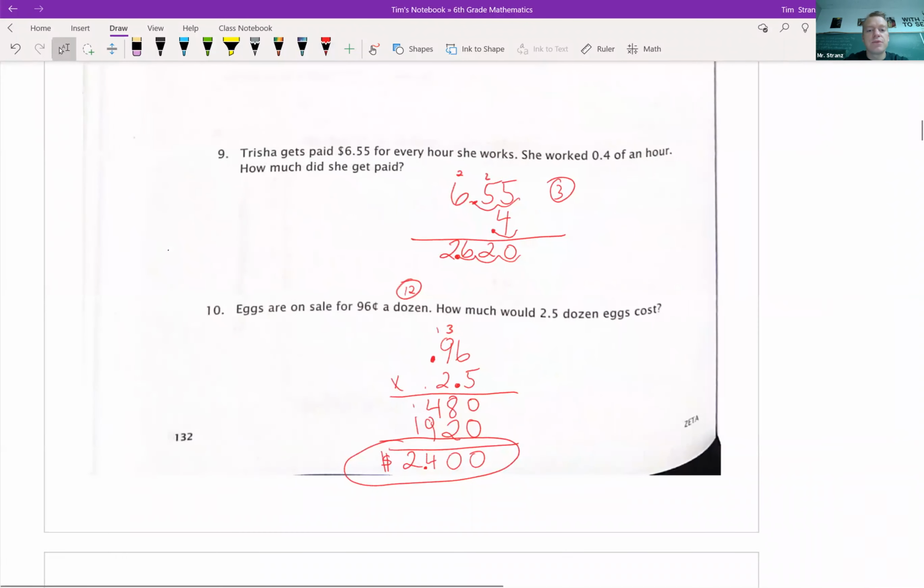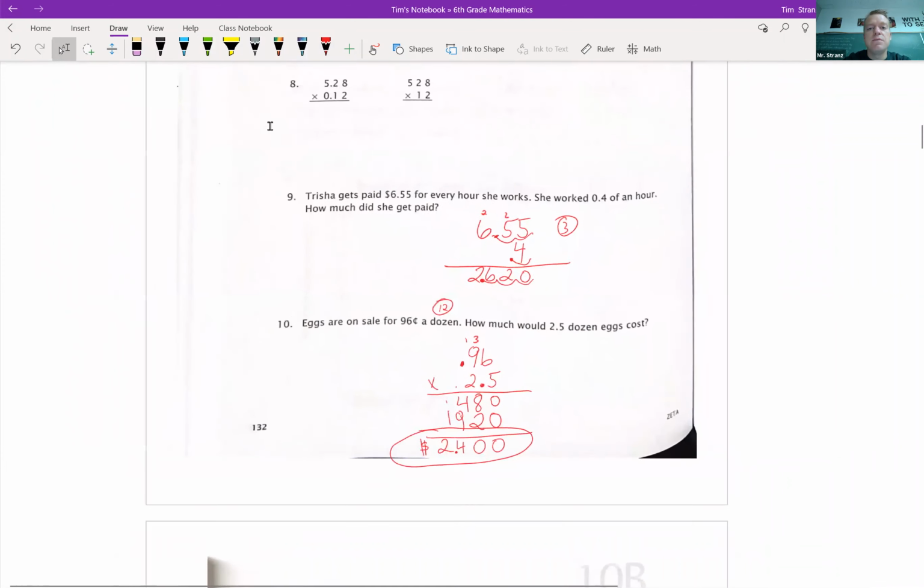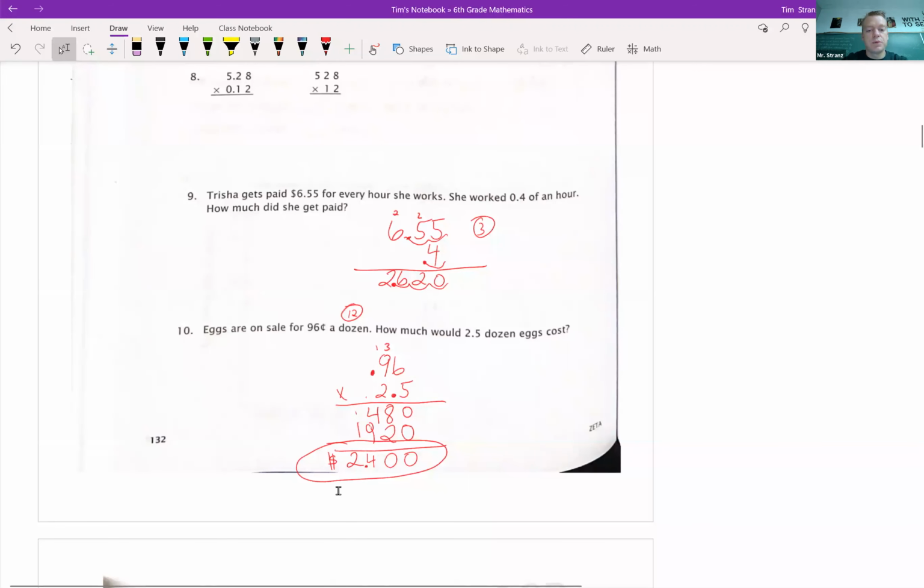Okay, that is it for lesson 10A. Go ahead and work on 10B. Remember, you need to count your decimal places after you multiply.